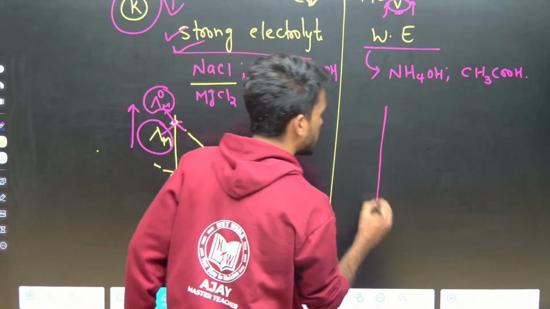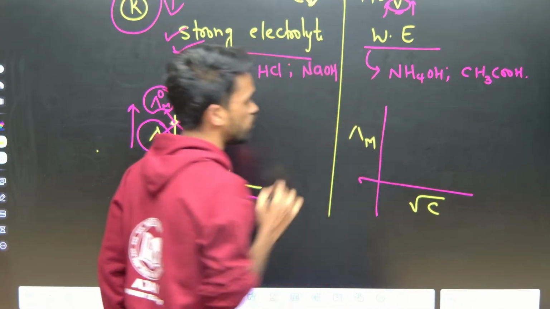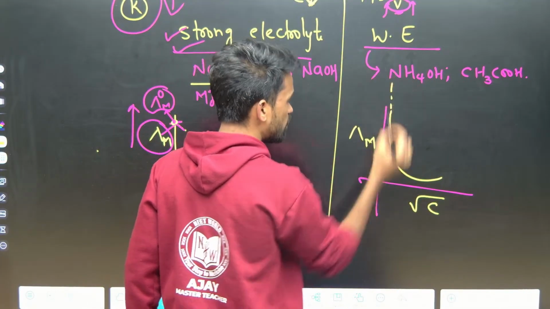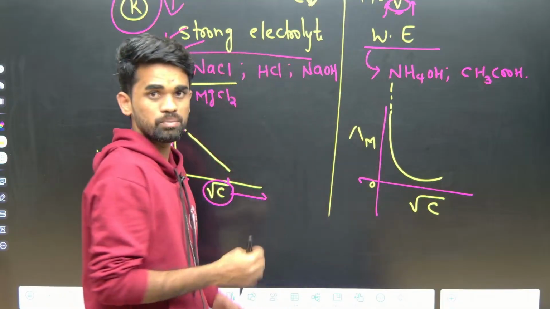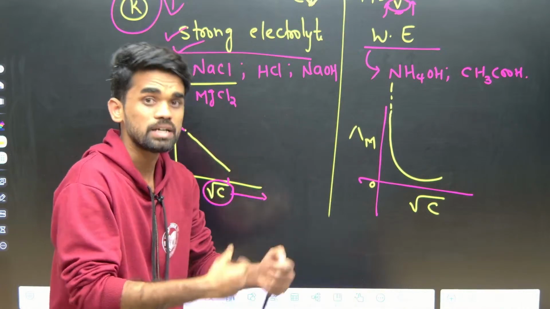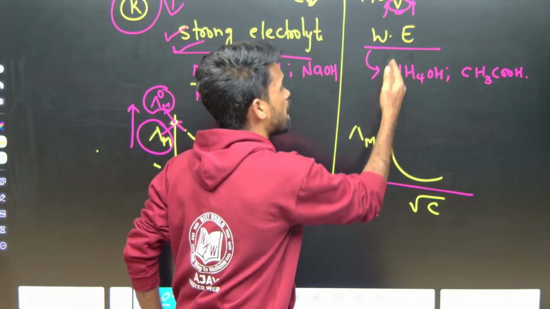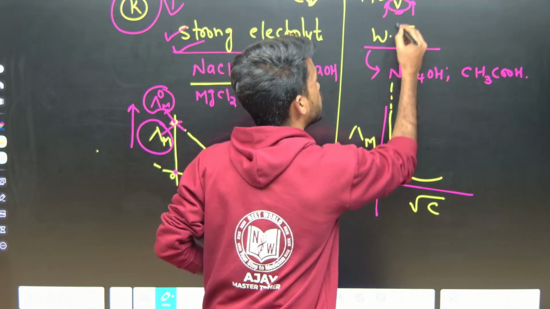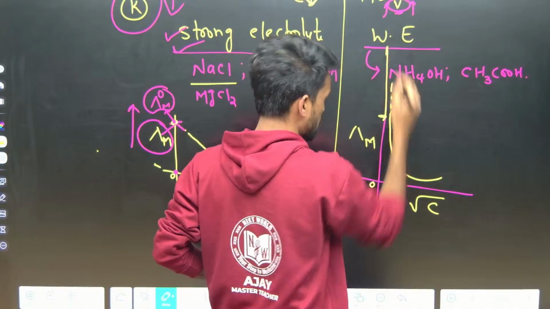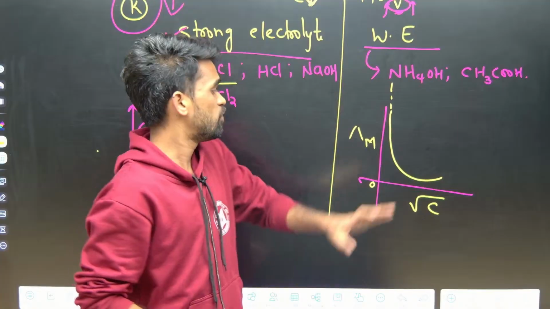When you do it for a weak electrolyte, just look at what I am drawing, root C versus lambda m. You are going to get a graph something like this. Even if you make the concentration zero, meaning you add an infinite amount of water, you are not getting an exact value. The molar conductance keeps on rising, but it never touches the y-axis. So you cannot calculate the limiting molar conductance for a weak electrolyte.